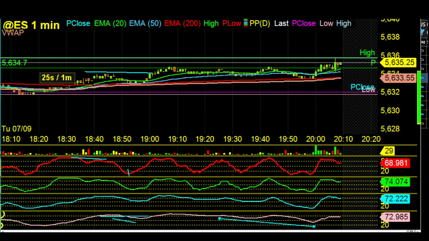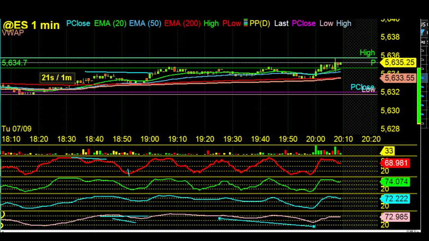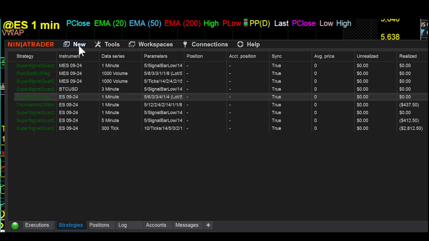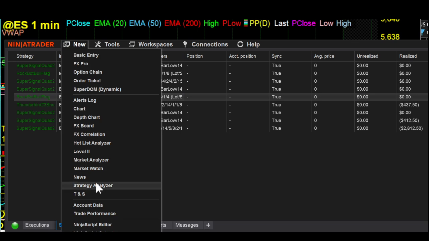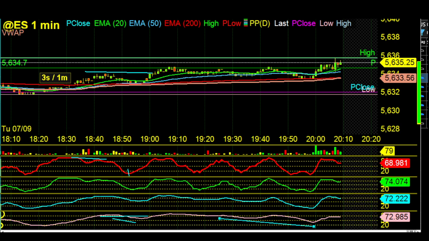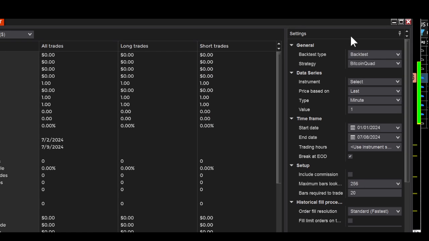All right, so we're going to bring up our strategy analyzer, which I really don't use too much because I know that they're so manipulated. But they do give you an option to analyze the strategy that you're running, back test it, and show you what it would have done if you had the parameters set a certain way. So we're going to put this on back test.